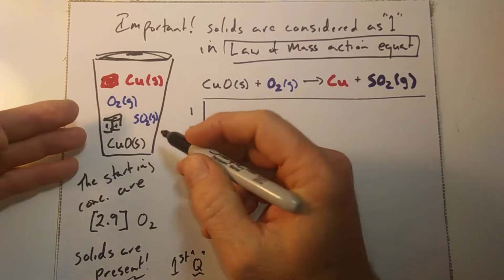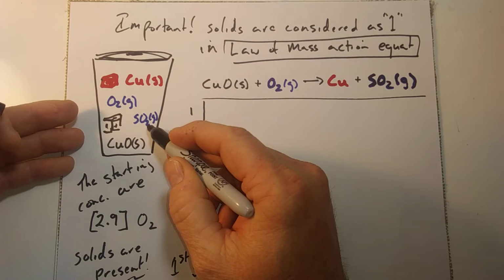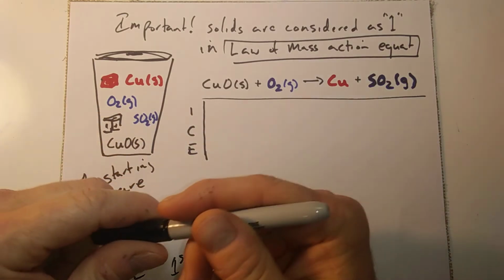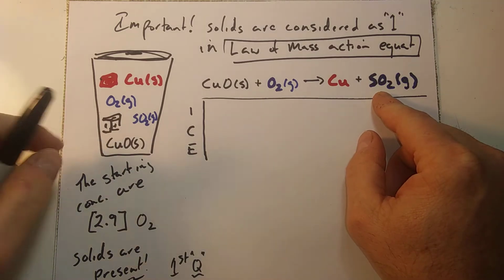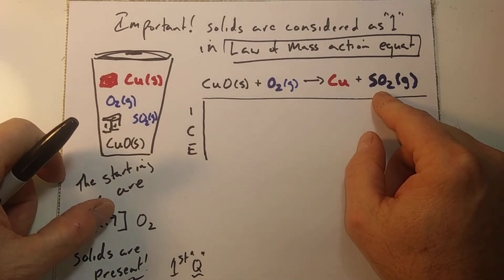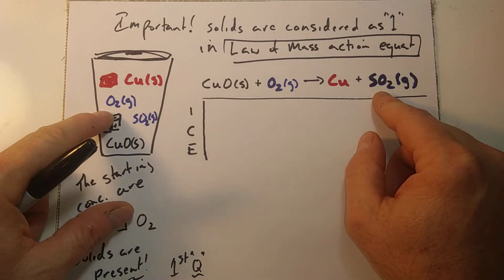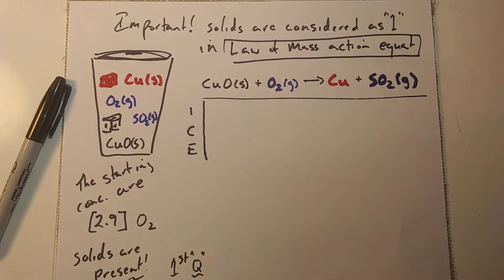Well, in this case, we know it's got to go to the right because it gives us donuts for SO2. It doesn't even say anything about it in the question, how much SO2 you have at the beginning. It just says you start with 2.9 molarity O2 gas. I should have put that in blue.